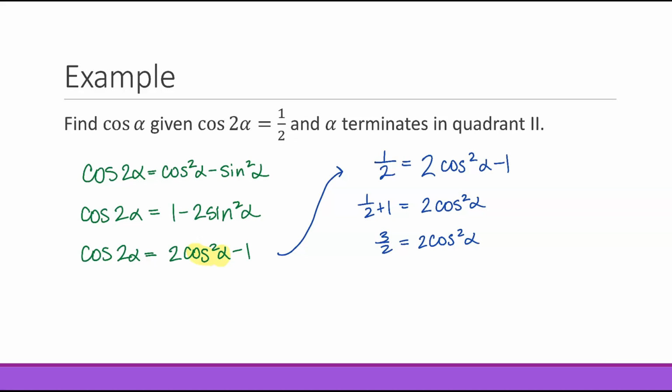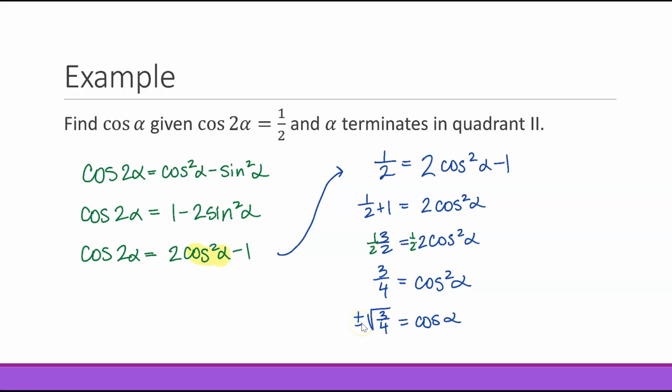And then I'm going to divide both sides by 2 because this 2 is on the outside. So this is 2 times cosine squared alpha. I can divide both sides by 2 or multiply by 1/2, however I want to think about this. So if I multiply both sides by 1/2, since on the left side I had a fraction, I have 3/4 equals cosine squared alpha. All right, so now I want just cosine alpha. I'm going to take the square root of both sides. So I get plus or minus the square root of 3/4 equals cosine alpha.